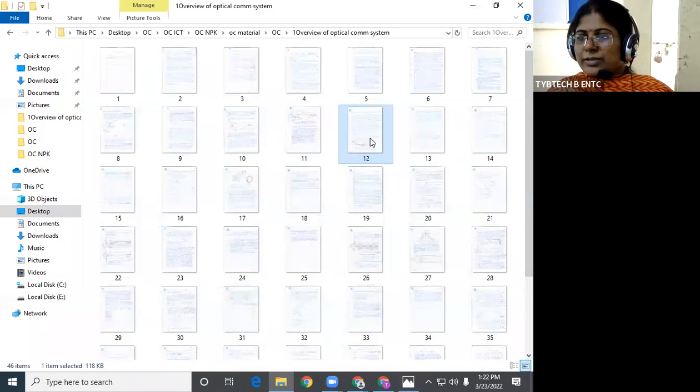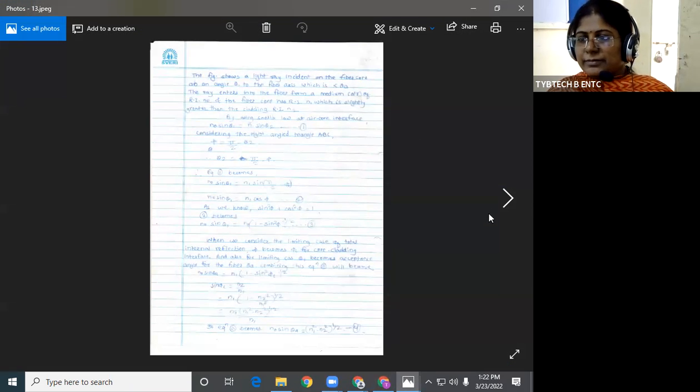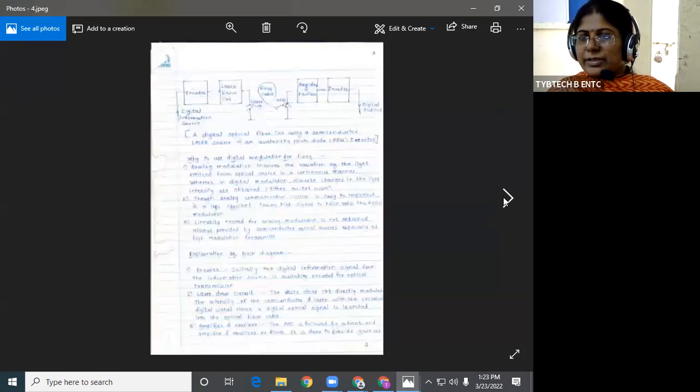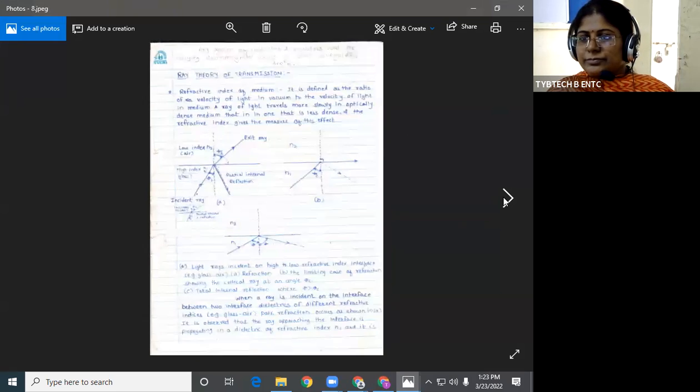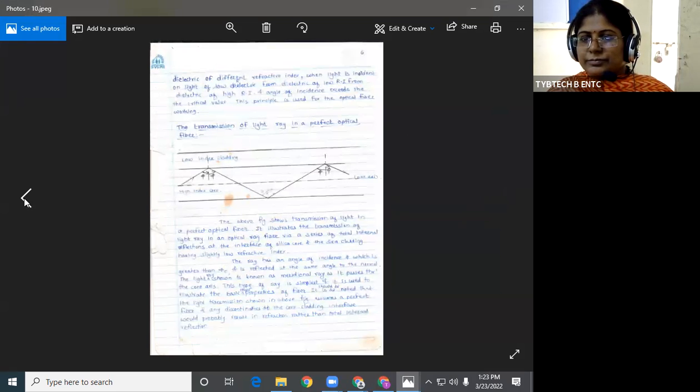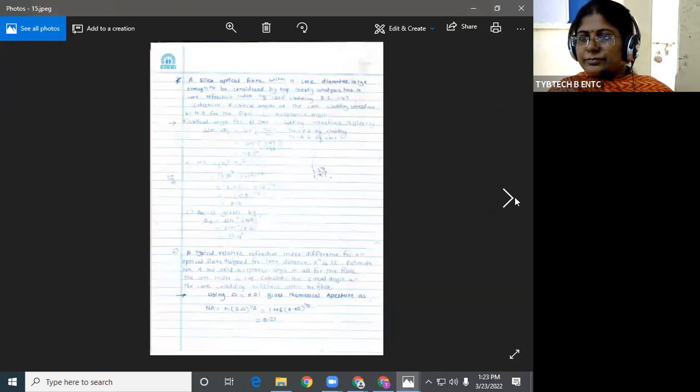येत आहे का लक्षात तुमच्या? बघा हे न्यूमरिकल आपण सॉल्व करतोय आता. I will go to that page. See this one. NA आपण कॅल्क्युलेट केलाय इथे. किती आलाय? 0.3. So this theta A is equal to sin inverse of NA.